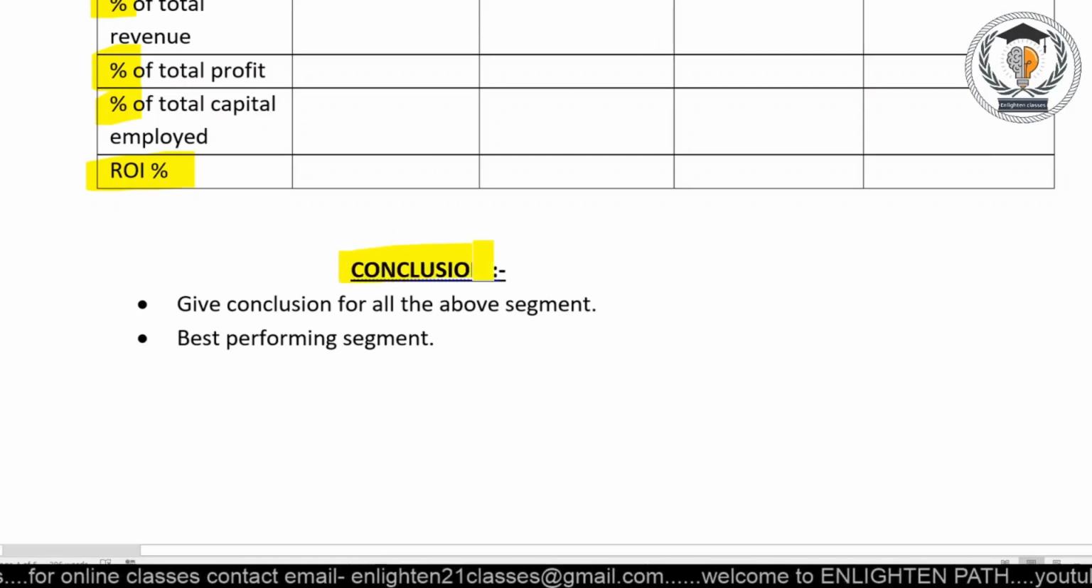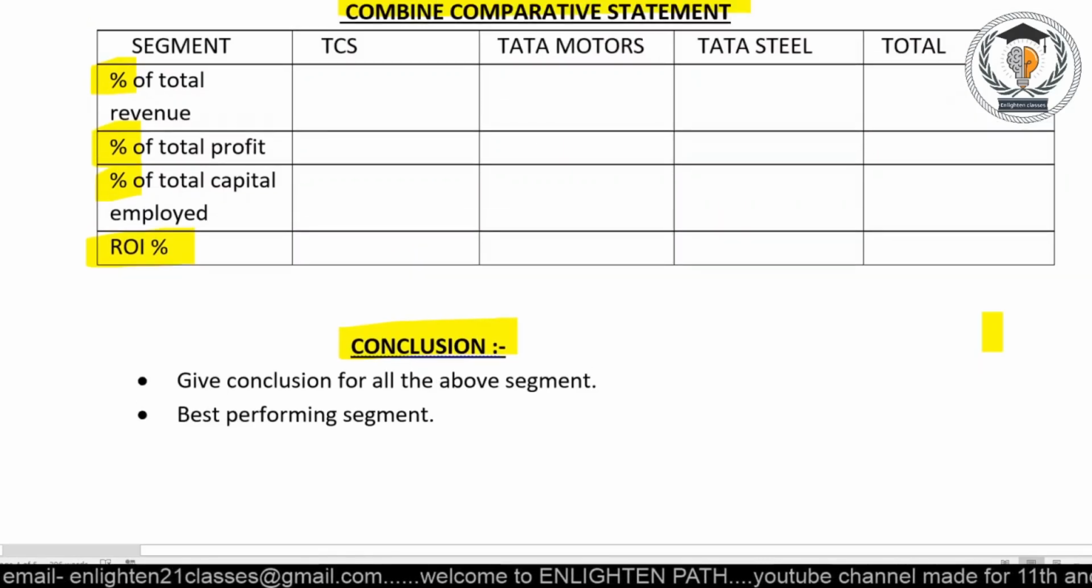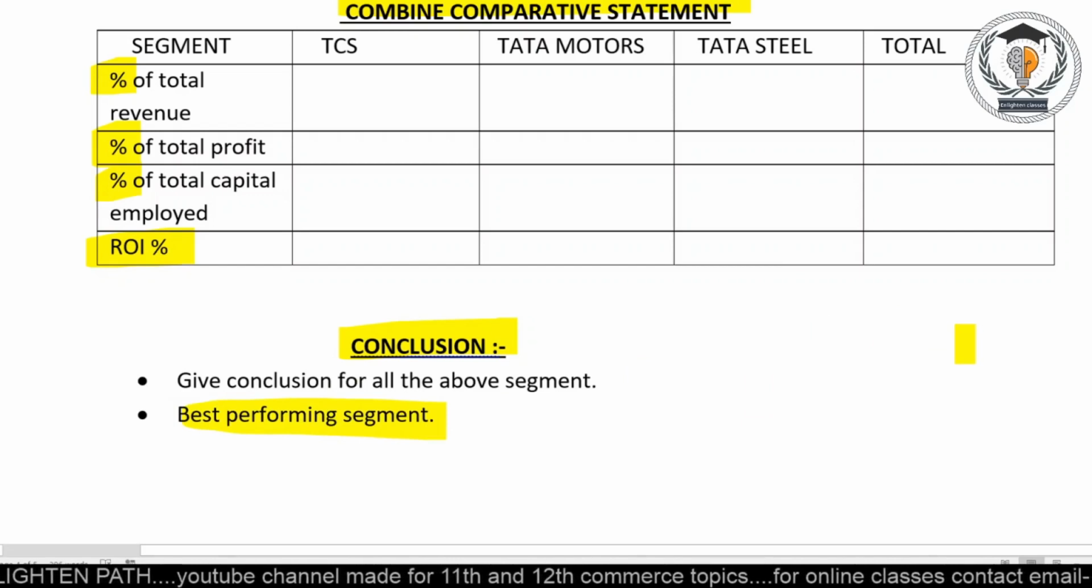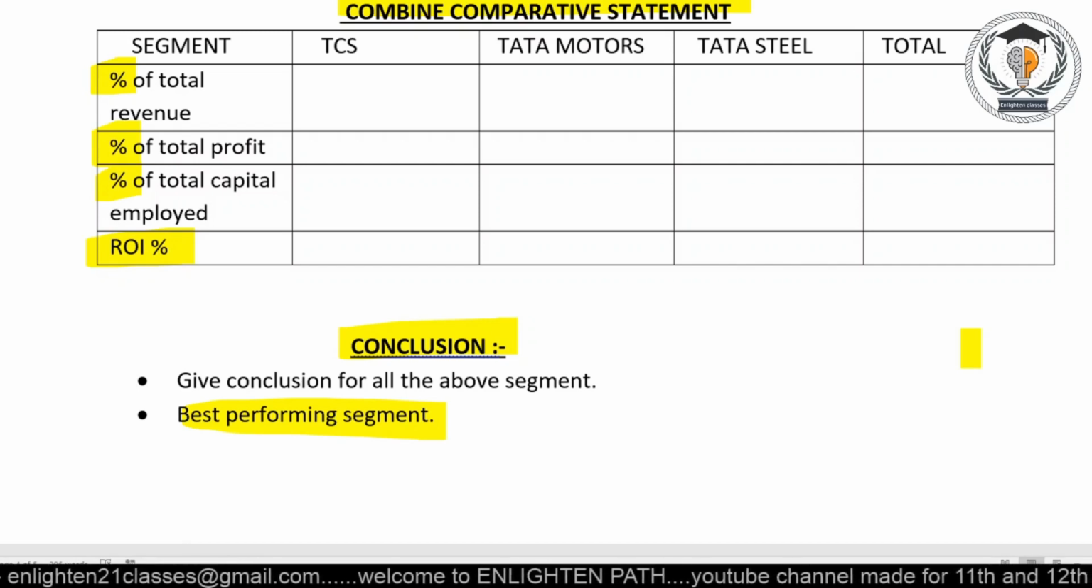And the last heading is conclusion. So from the above table, we have to write the conclusion of this project, because we have which segment has the highest percentage of revenue, highest percentage of profit, highest percentage of capital employed, and return on investment. We have all the figures. So from there you have to analyze which is the best performing segment for this company and which is the least performing segment for the company. And if you want to add something more, you can add, obviously. And you can also write that the Tata company should give focus to this segment or that segment. So you can write your views, and the conclusion should be very impressive.